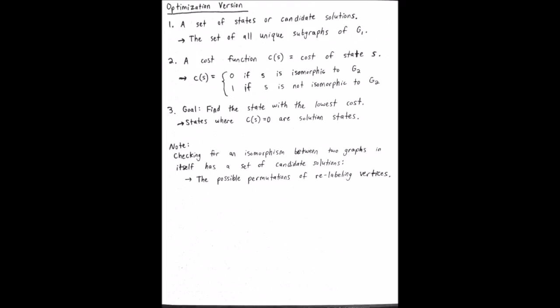And the cost function in this case is quite simple because we're just looking for a yes or no answer. So the cost would be 0 if the subgraph is isomorphic to G2, and it would be 1 if the subgraph is not isomorphic to G2. That's because we're looking for the low cost states, the states where the cost is 0.